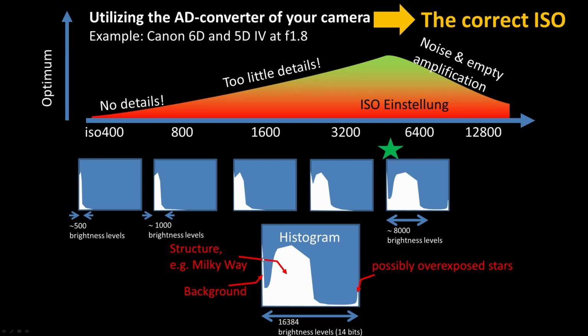And if you manage to have your image coming up like this in the histogram, then you have the maximum amount of brightness levels available for a 14-bit camera like my Canon 6D and the 5D. This would mean you would have around 16,000 brightness levels that you can use to show all the details in editing.